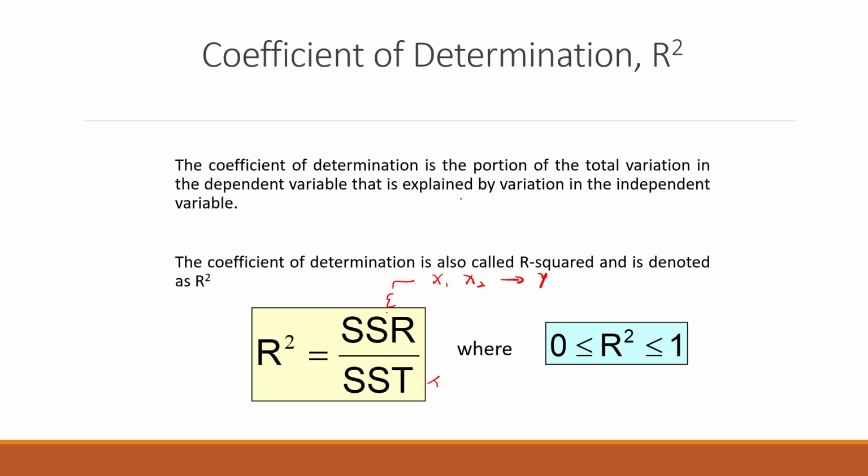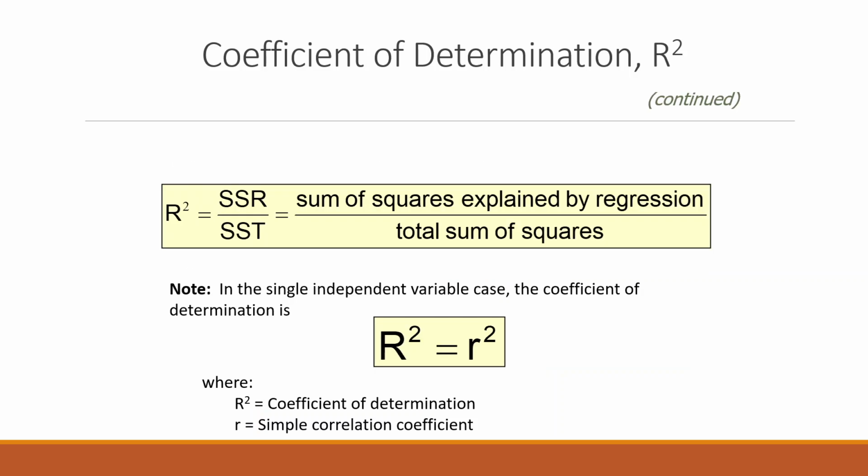It is a total variance in the dependent variable that is explained by variance in the independent variable. The coefficient of determination is also called R square and is denoted as R square. This we have seen. The range is 0 to 1. When we are having only two series, the coefficient of determination is equal to the simple correlation coefficient.